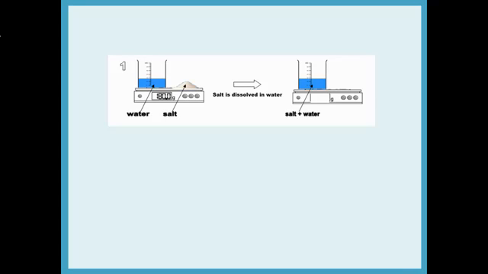Okay, so this mass balance, this 180 grams, is the mass of the water plus the mass of the salt. And then when you dissolve it in water, you have put all of this salt into the water, but it is still there. So the mass balance here is going to stay the same. It's still going to be 180 grams.